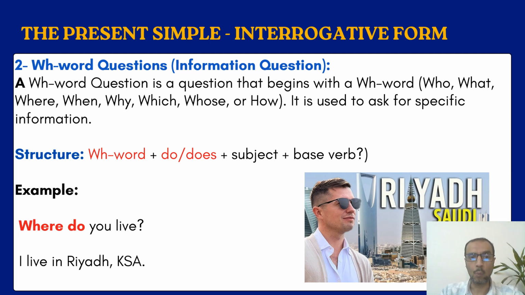Example, where do you live? Where do you live? I live in Riyadh, KSA. So where, we use it to ask for places, for example. And don't forget that we use do here as a helping verb. It matches you. Where do you live? I live in Riyadh.